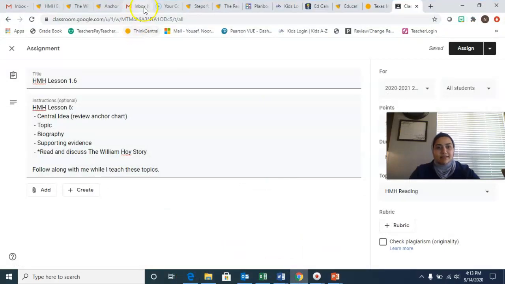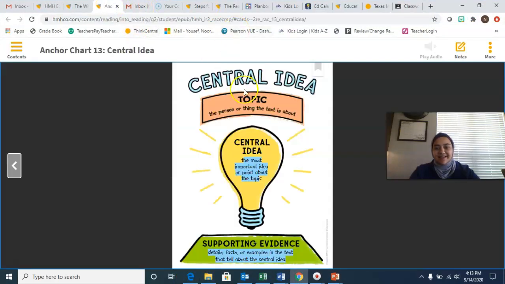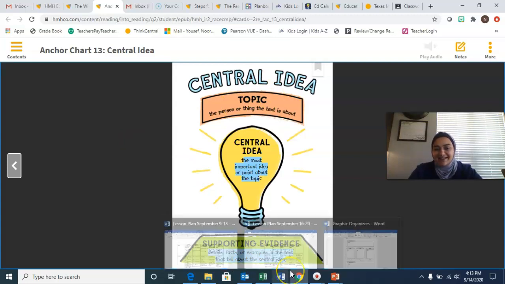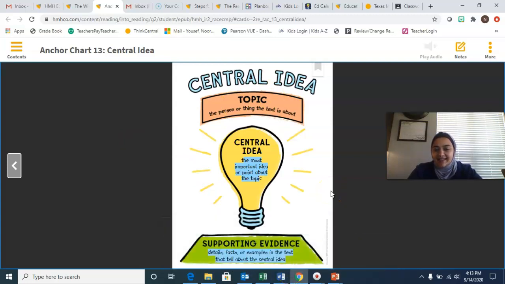So we are mostly going over central idea. Central idea means main idea, what the story is mostly about. The person or thing that the story is about is the topic. The most important idea or point about the topic is the central idea. Supporting evidence is evidence to help support the main idea. There are details, facts, and or examples in the story that tell about the central idea.